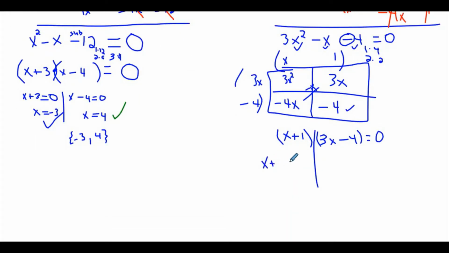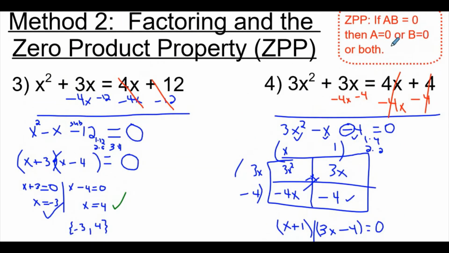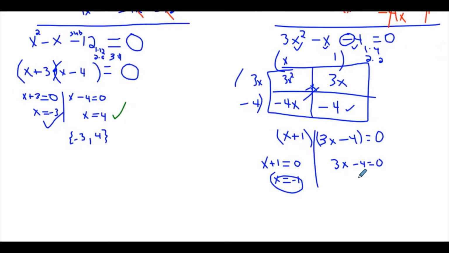So x plus 1 is going to equal 0. That's simple enough to just put the subtract in my brain. And then here I'll have 3x minus 4 equals 0. Again, that is the zero product property saying that A or B equals 0 in a product equaling 0. I'm going to add 4 to both sides here, and then I will divide by 3. It is possible that this will reduce, but in this case it does not. So here are my two answers.